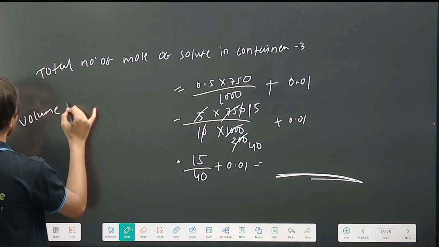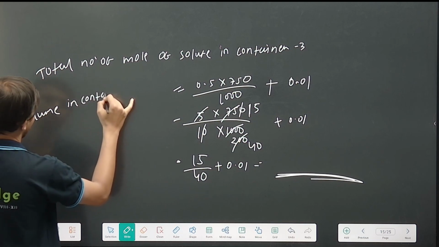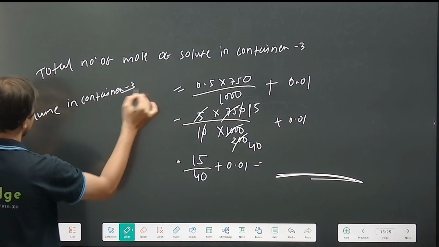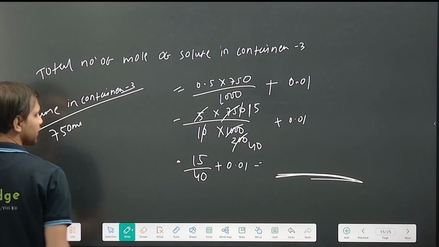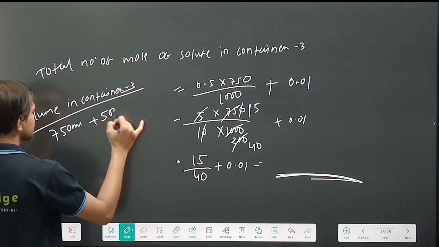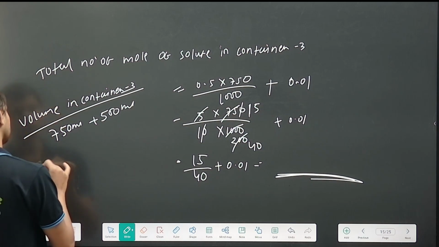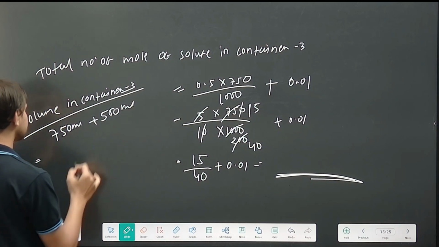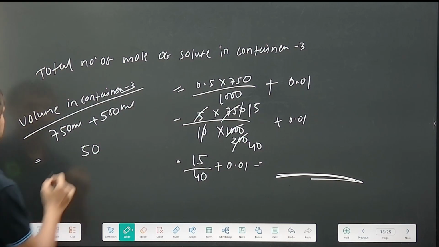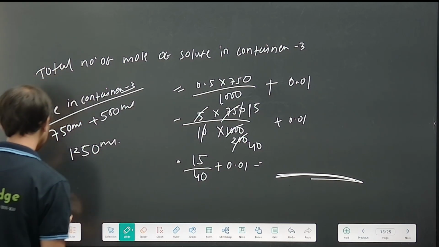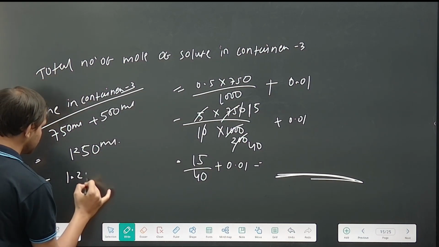Now what is the volume? So the volume in container 3 is coming out to be 750 ml from container number 1 and 500 ml from container number 2. So what can I do? If we add this, 750 plus 500 is 1250 ml. So 1250 ml means it will be 1.25 liter.